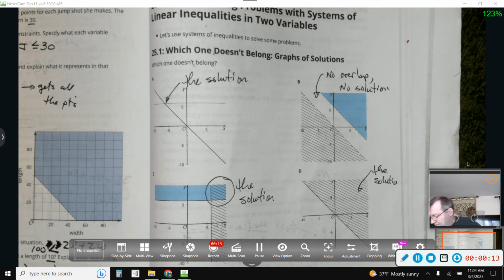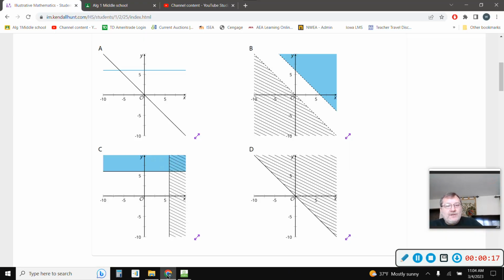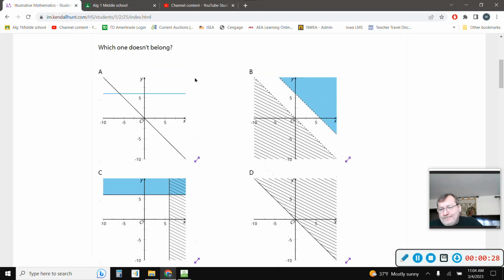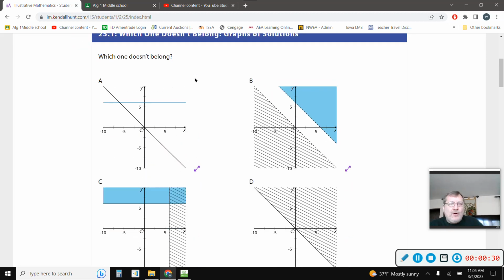Alright, so we're on page 361. Let's go over here and look at this. This is what you should be seeing in your book right now. It says, which one doesn't belong. It doesn't really tell you how it doesn't belong, so it's kind of open to interpretation. I'm going to assume they want us to recognize which one has a solution or doesn't have a solution or something like that.